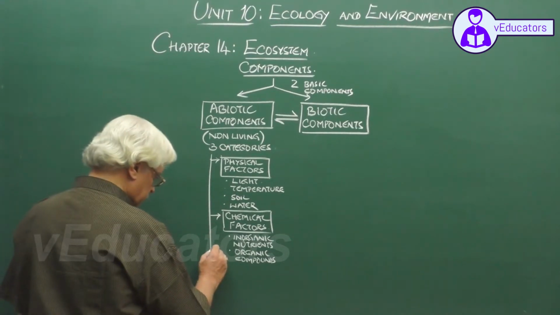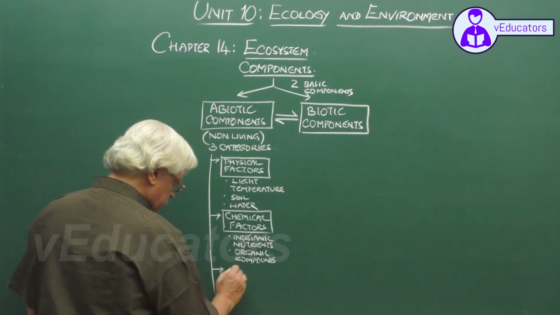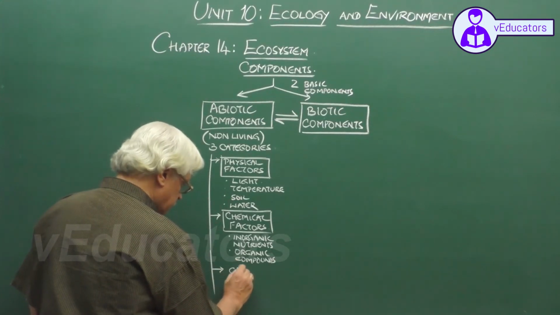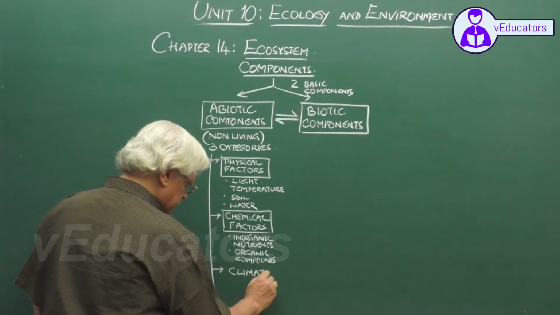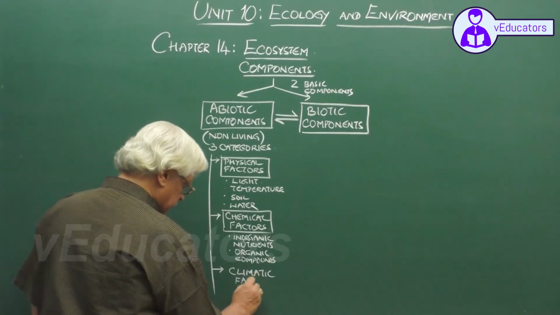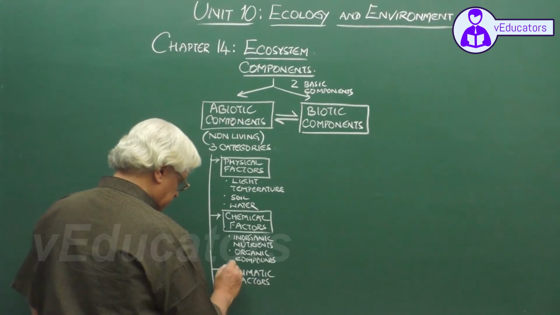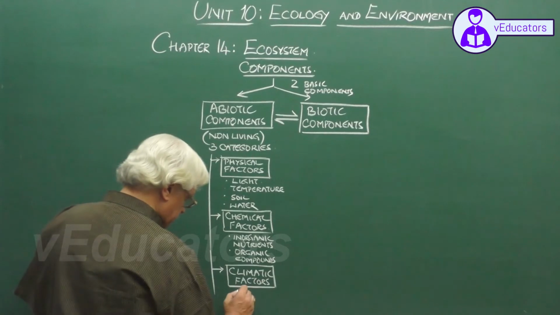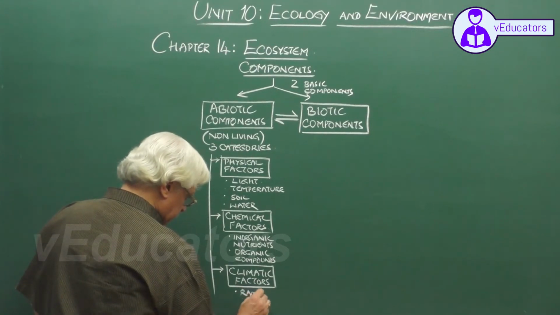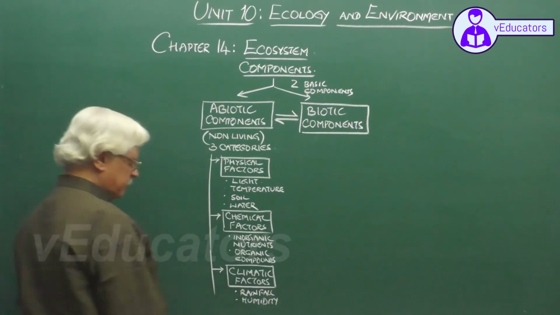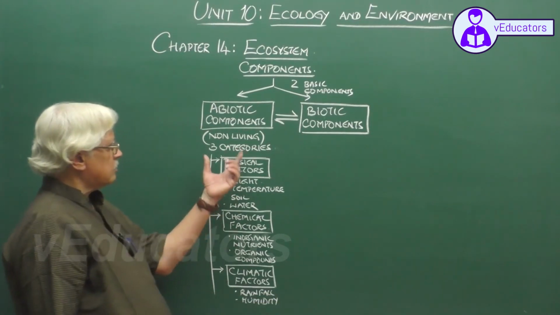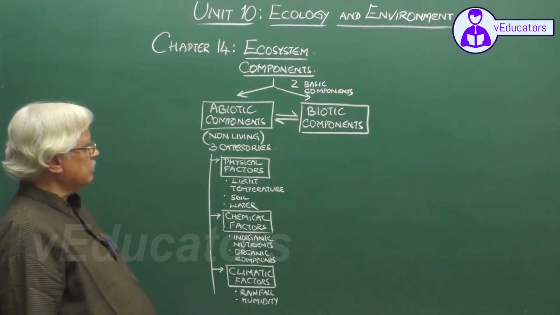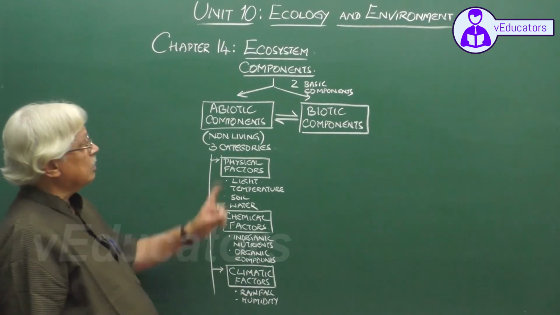This apart, we have two important climatic factors that influence the day-to-day activities of living organisms: the rainfall and the humidity. So these are the major abiotic components in the ecosystem.